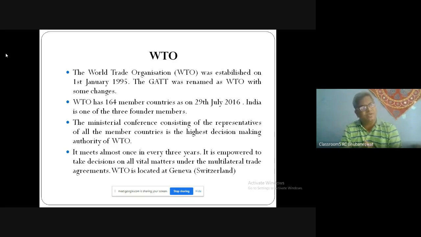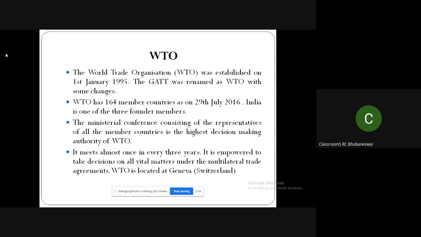Now there is no GATT. After 1995, only WTO is there, the World Trade Organization. And as of 29th July 2016, 160 member countries are associated with the WTO.